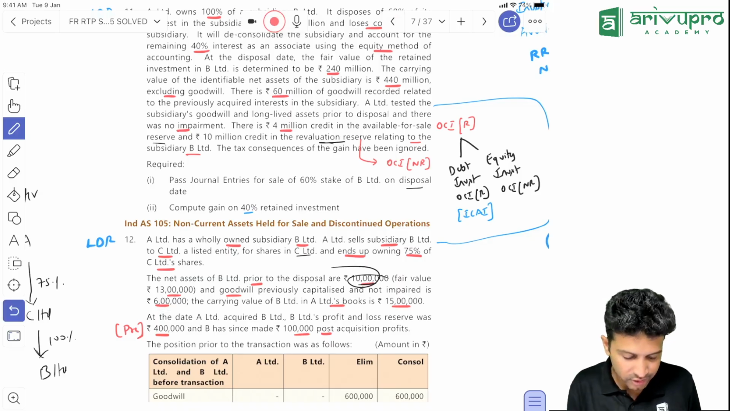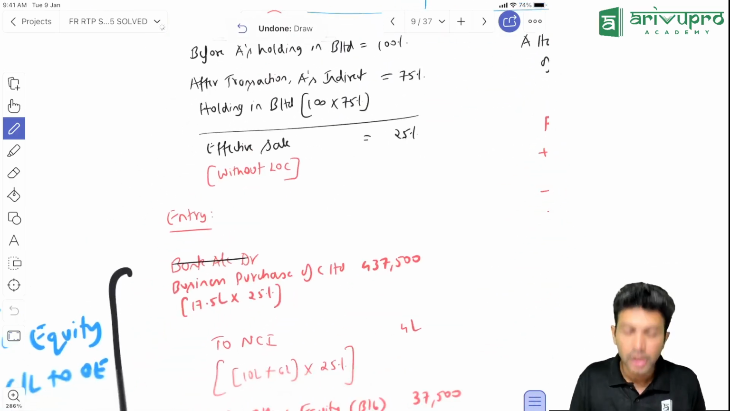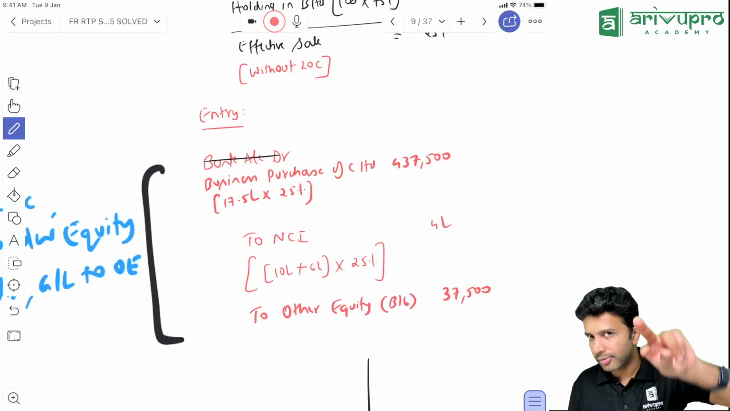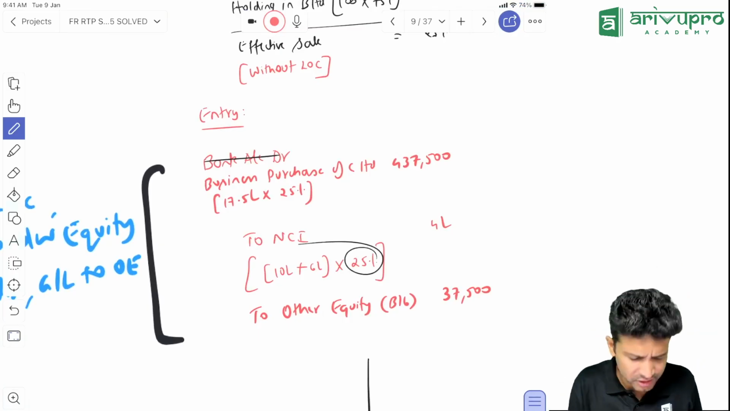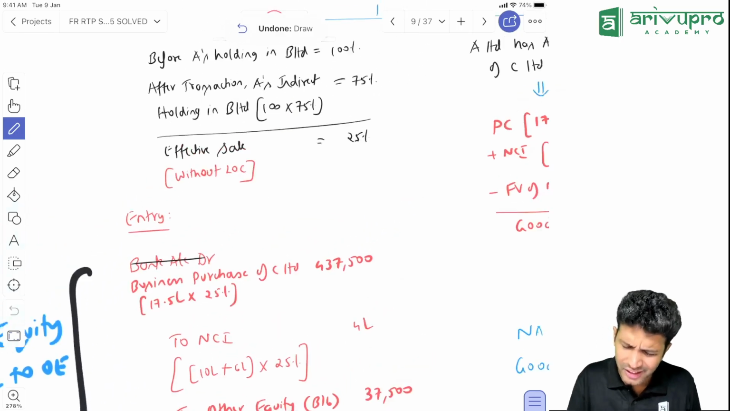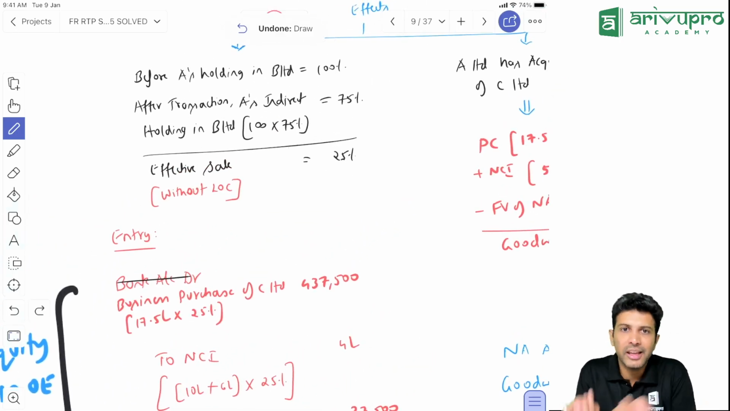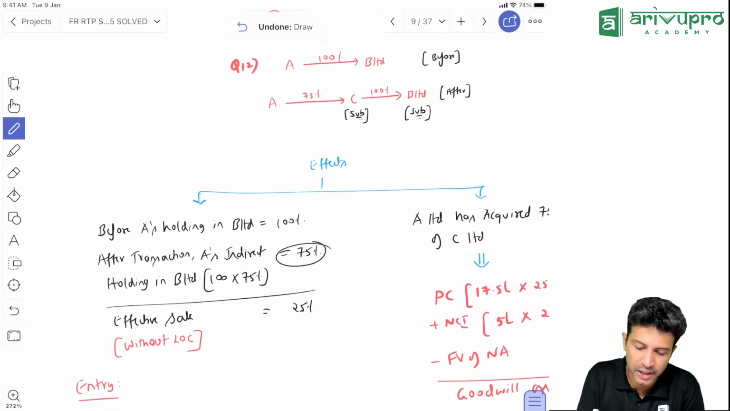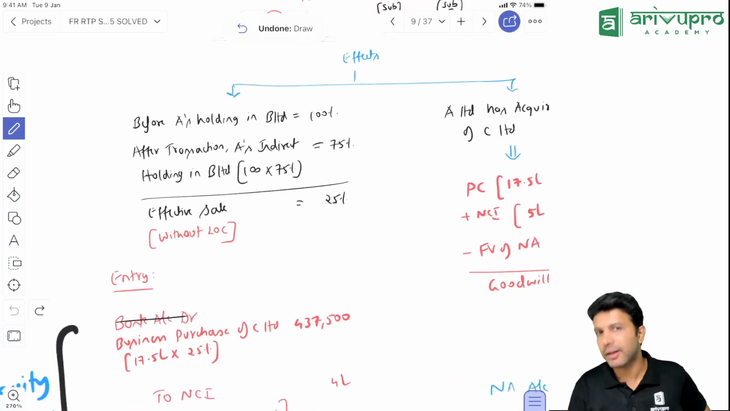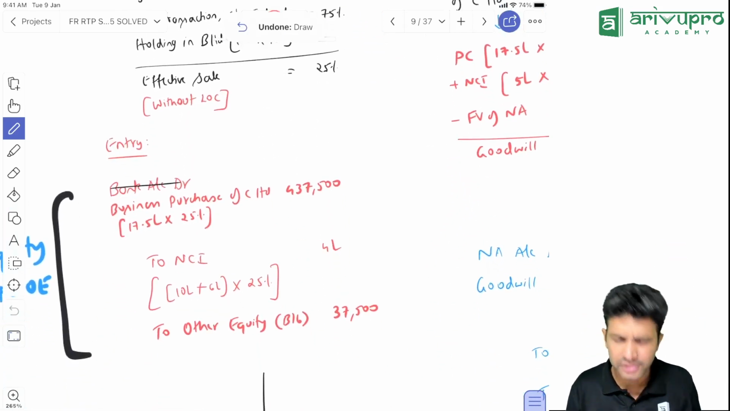So 10 lakh and 6 lakh, total is how much? 16 lakh. So 16 lakh is the net assets of B Limited. NCI will get their stake, which is how much? 25%. How 25%? That is the sale percentage, because A now has 75% effective stake. So NCI will have 25% stake. So 25% of net assets you have to do over here.